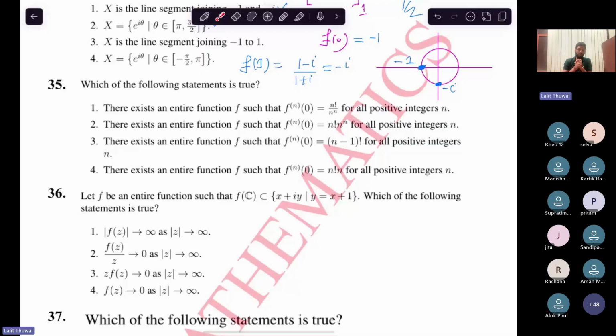Okay, very good. So for this, you have nothing to do. You just have to see. So in this way, did you solve it or not?